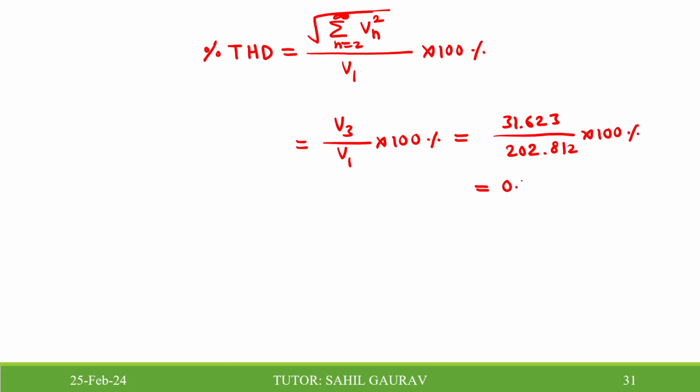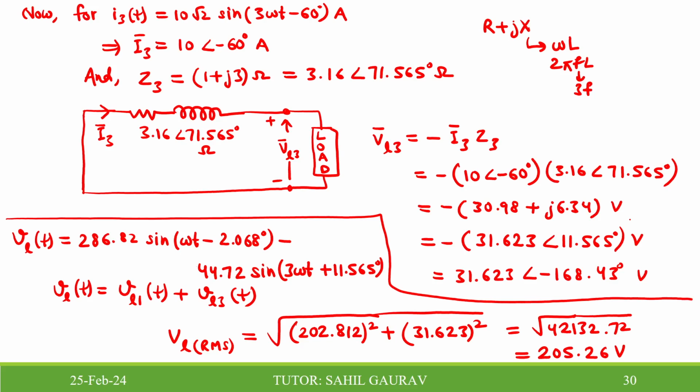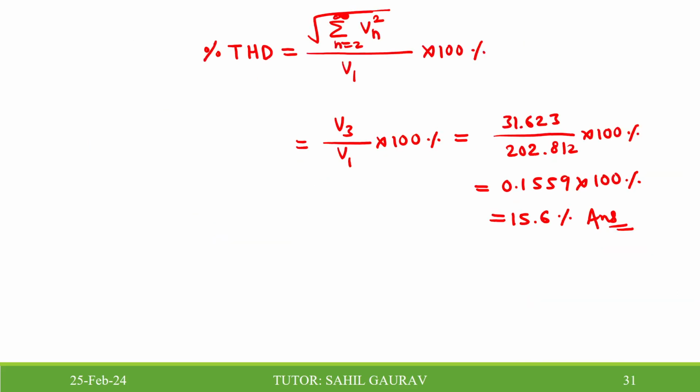So you will get 0.1559 into 100. So it is coming as 15.6% THD in the load voltage. With the answer, the RMS load voltage will be 205.26 volt, and the percentage THD in the load voltage is 15.6%. Any doubt till here?